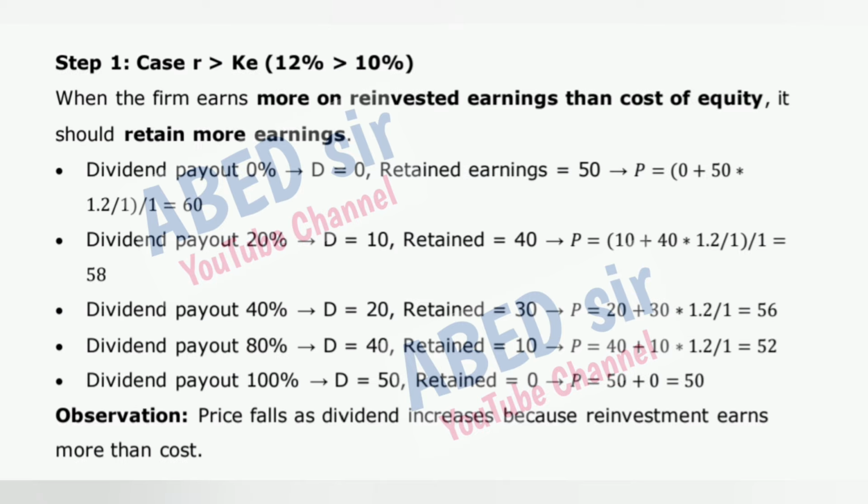Dividend payout 80%, D is equal to 40. Retained is equal to 10, P is equal to 52. Dividend payout 100%, D is equal to 50. Retained is equal to 0, P is equal to 50. Observation: price falls as dividend increases because reinvestment earns more than cost.